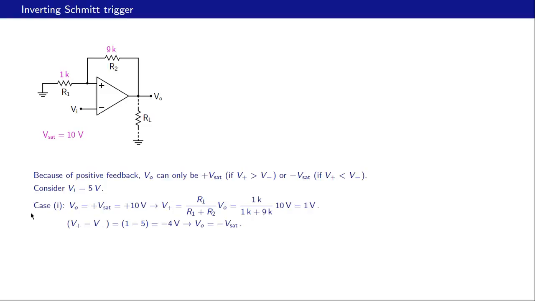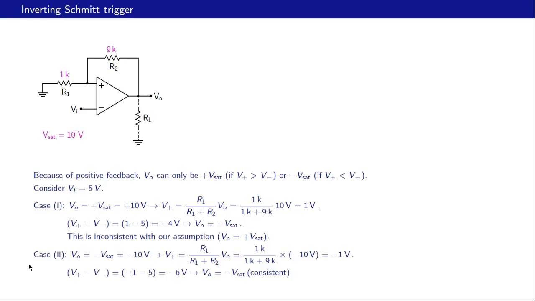Let's take case 1 first, in which VO is plus Vsat. So we have 5 volts here, we have 10 volts here. If this is 10 volts, then by voltage division, this V plus would be 1K divided by 10K times 10 volts, or 1 volt. And the situation now is V plus is 1 volt, V minus is 5 volts. So V plus is smaller than Vi or V minus, and therefore VO should actually be minus Vsat. So clearly there is an inconsistent situation here, and therefore this cannot happen.